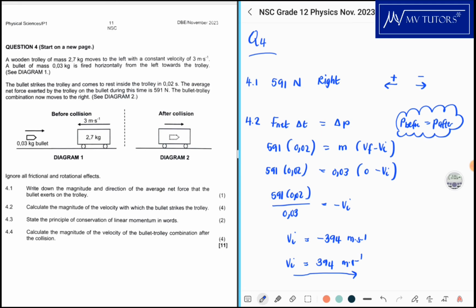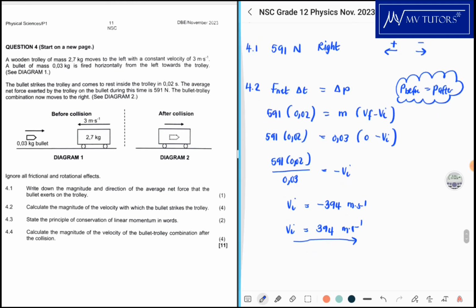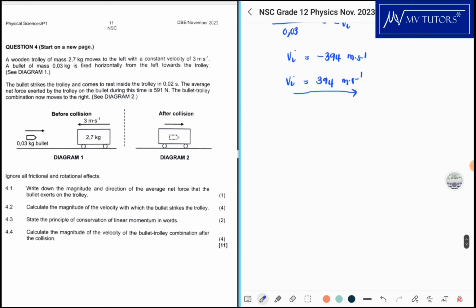So yeah, I'm wondering now if we had used momentum before, momentum after, let's not even go there. So we have the initial velocity, 394 meters per second. That does make sense. Okay, it is a high velocity. We're expecting that from a bullet. So that was for 4 marks.